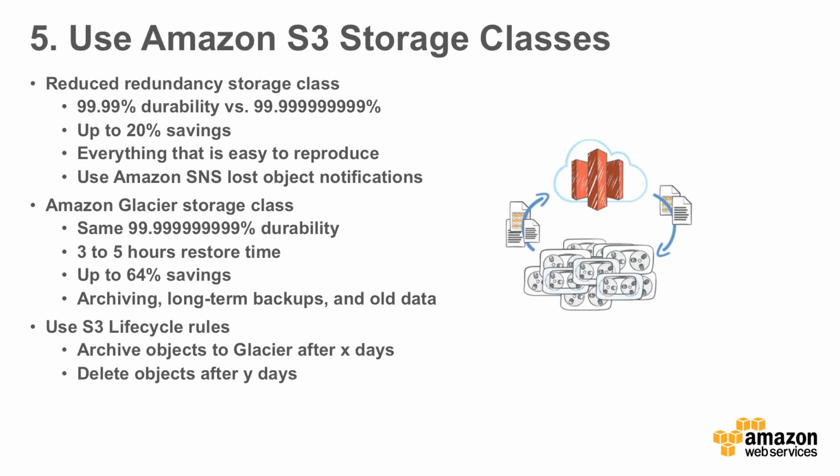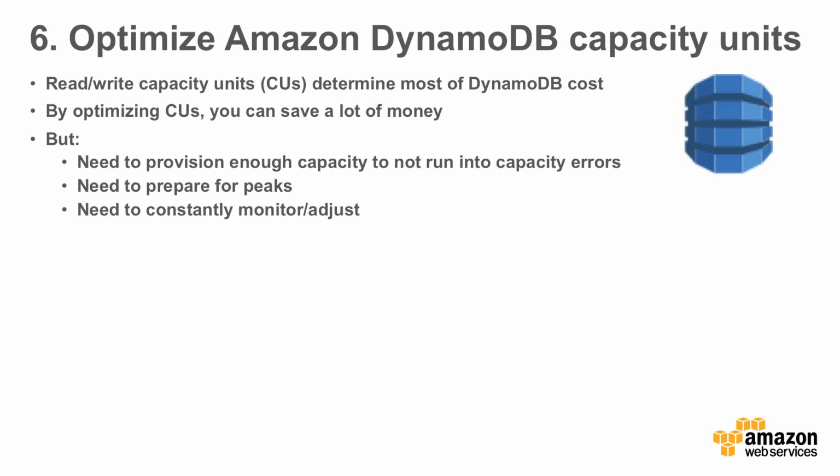The next one is the optimization of Amazon DynamoDB capacity. So within Amazon DynamoDB, the read-write capacity units determine most of the DynamoDB costs. So by optimizing the capacity unit, you can save a lot of money. But remember, you need to provision enough capacity to run your application so that you don't run into capacity errors, and you need to prepare for the peaks, and you need to monitor and adjust constantly as you run your applications on the back of the DynamoDB.